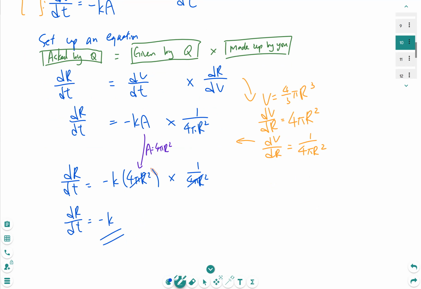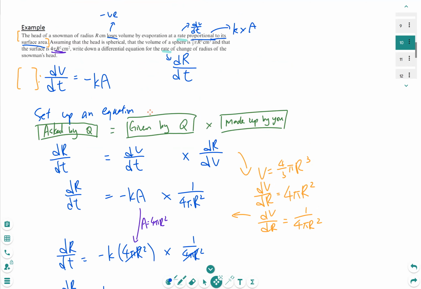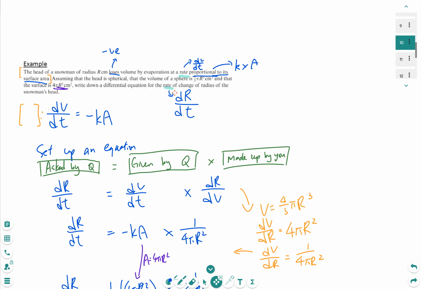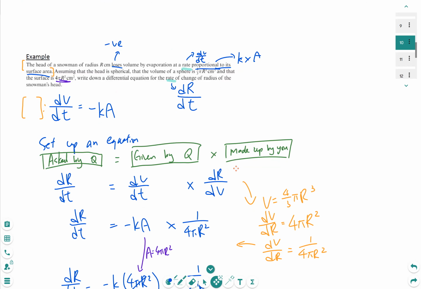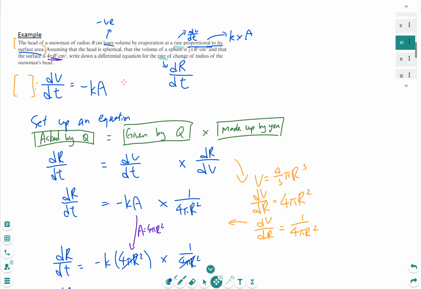What it means is the rate of change of radius over time is simply a constant. That means it's decreasing by a certain number per, is it minute? What does t measure? Did it say anything about t? It didn't say about t. It could be per second, it could be per minute, depending on what is being measured. Okay, and that's the answer, right? Sounds complicated, but hopefully you sort of get what we're trying to do in here.